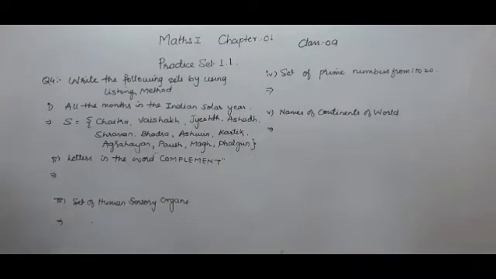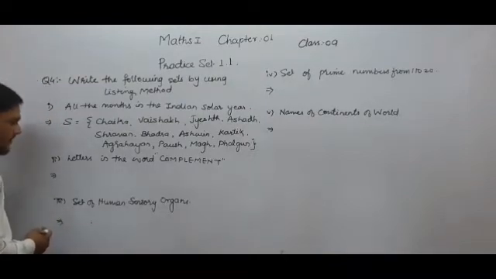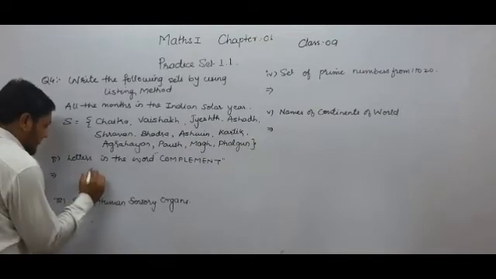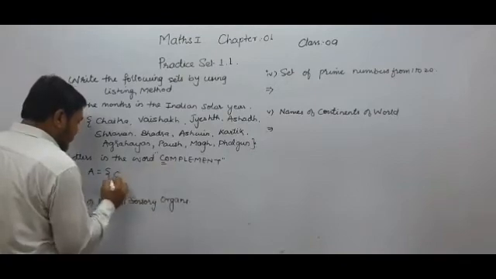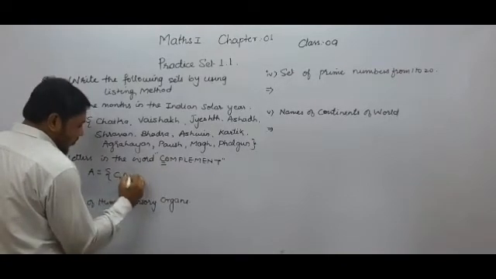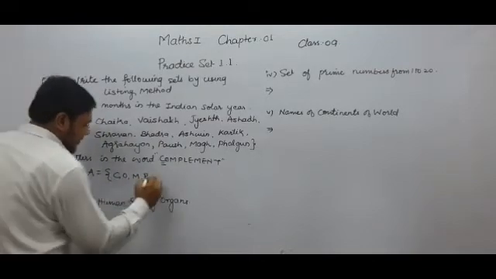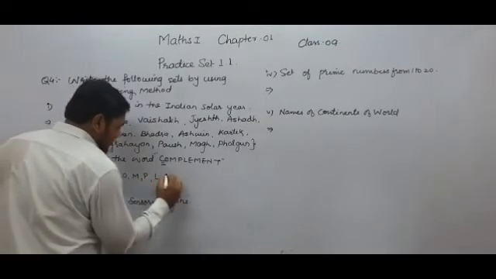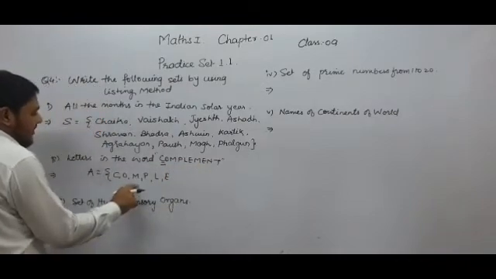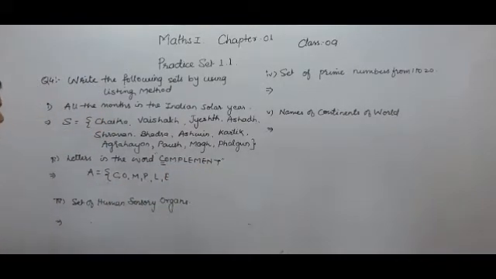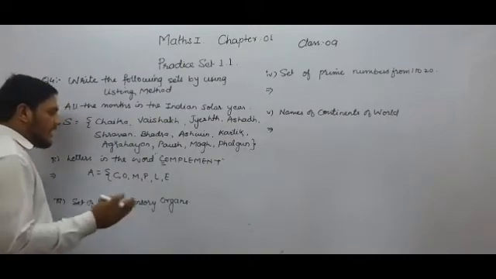Now student, the next question is letters in the word complement. So we have to make the set of letters of the word complement. Let us denote this set by A. A is equal to curly bracket. Now the first letter is C, so we write C here. Now O, M, P, L, next is E, and now after E it is M, but M is already there in the set, and we have learned in the basics that we don't have to repeat the elements of a set. If they are repeating, write them only once.